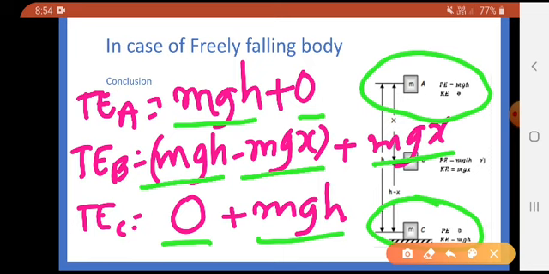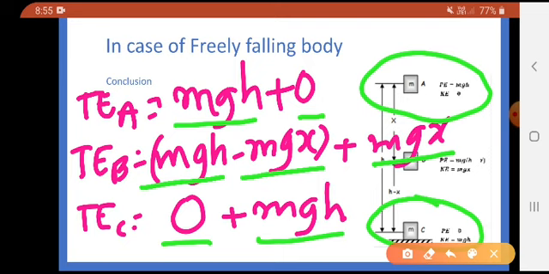It does not change, but one form of energy is converted into another form of energy. So energy conservation is that energy cannot be created nor destroyed, but one form of energy is converted into another form. In a freely falling body, at the maximum height the total energy is in the form of potential energy, and on reaching the ground, the total energy is in the form of kinetic energy.